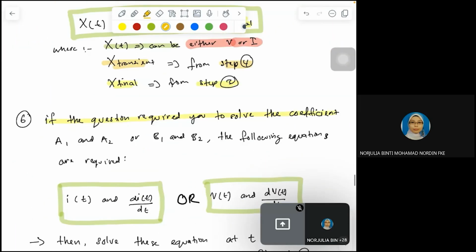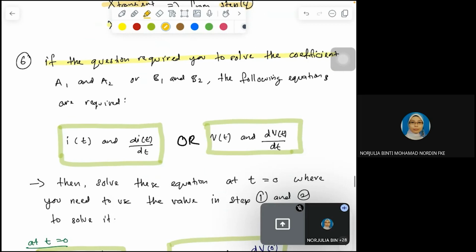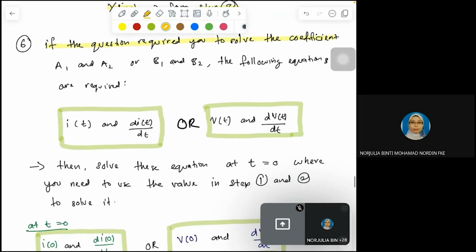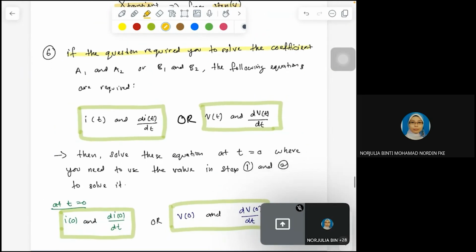All right. And then after that, at step 6, I can call it the optional step, depending on your question. Because some questions do not require you to calculate or solve the coefficients A1 and A2, but some questions do require you to calculate the coefficients A1 and A2. It depends on how many marks the question carries.